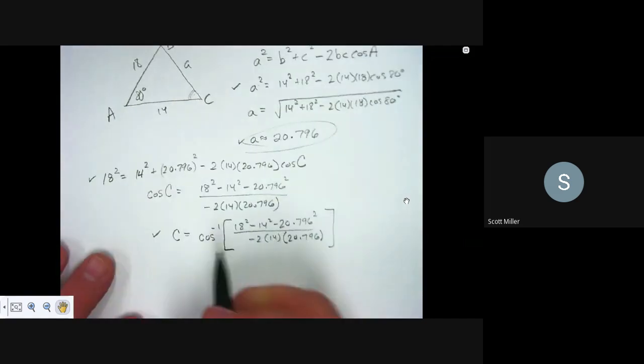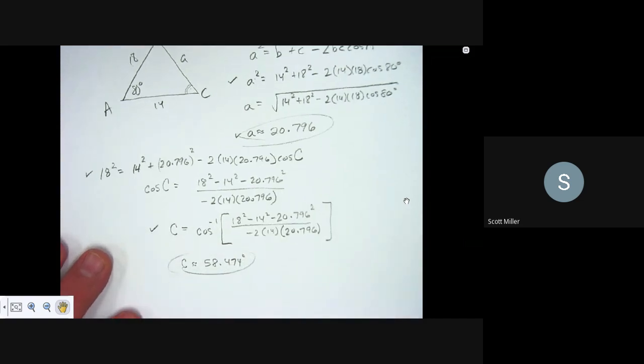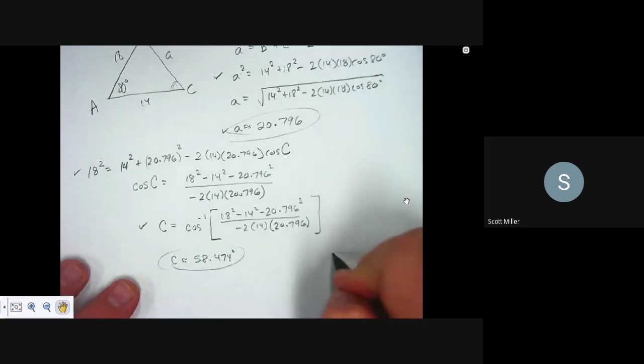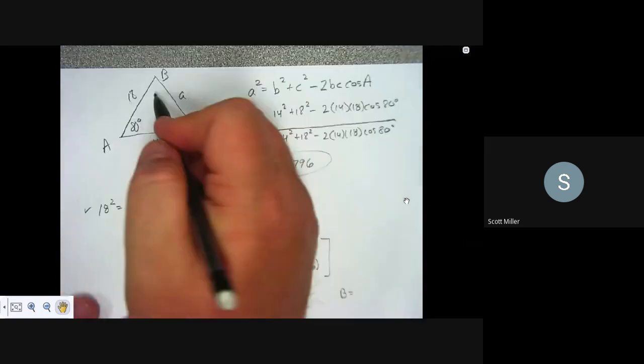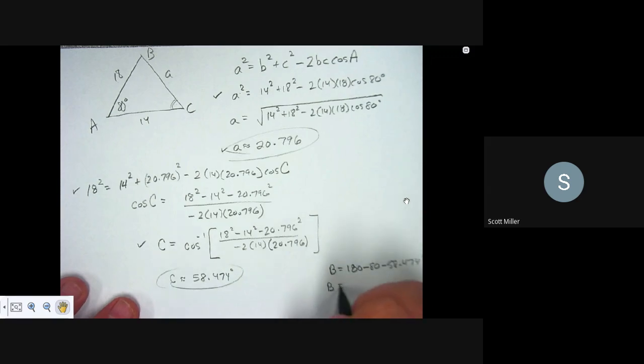Once I have that, then I can type this into my calculator. I have already done so, and I got 58.474 degrees. Okay? Now, I got to find angle B. Well, angle B is the leftover angle. I have 2 of them. I just need the third one. So it's 180 minus 80 minus 58.474. And so B is 41.526 degrees.